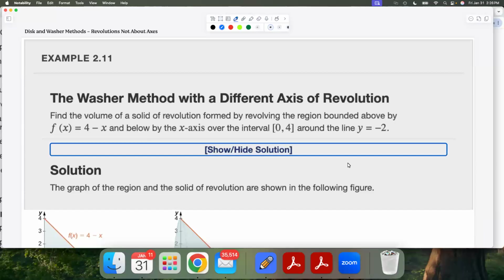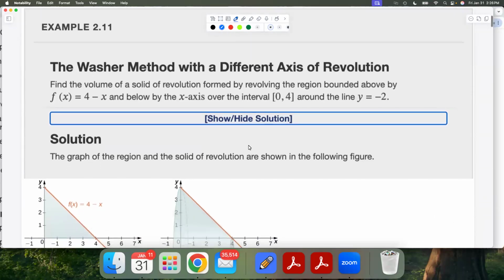Okay, when we're using these methods, disc, washer, cylindrical shells, we don't always rotate around one of our axes. That's why I want you to understand the process and draw out the pictures and draw your representative disc or washer or shell. And that will make this a lot easier if you actually understand the calculus. Don't just memorize formulas.